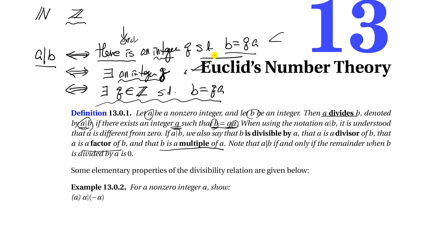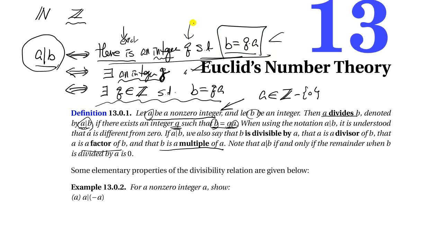Okay, so if we want to say a is a non-zero integer, then we can say that a is an element of the integer set except 0, right? Okay, so right now, the only definition or only formula we have is: when a is a divisor of b, or b is a multiple of a, then we should have an integer satisfying that equality. That's all.